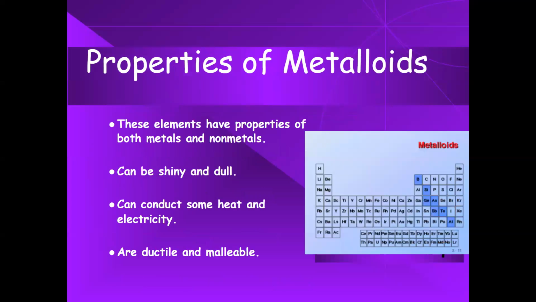And lastly, our properties of metalloids. Metalloids can have properties of both metals and nonmetals. They can be shiny, some can be dull, some can conduct heat, some don't, some are malleable, some are ductile. So here ends our design of the periodic table.